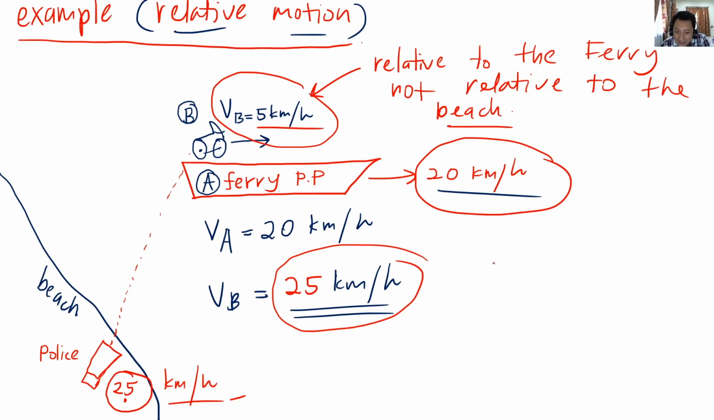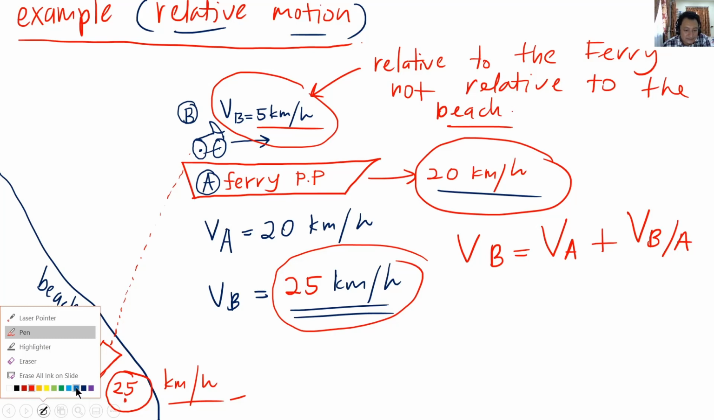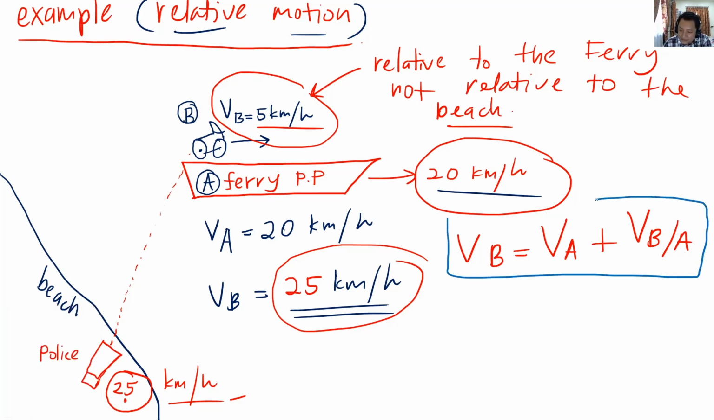So let's derive it. Should we write it like this, or should we write VB? VB is equal to VA plus VB relative to A. Is that right? Are you okay? There are two things. Who is VB? VB is your motorcycle. What is VA? VA is the ferry, 20. VB relative to A: A is the ferry, B is your motorcycle. This is 5, right? So now you get 25.